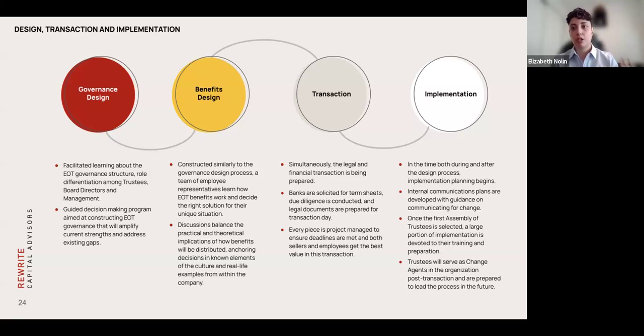What will resonate within each organization is within the hands of the people who are already there. And so our job is really just to make sure that it's fully understood, but that we're pulling out the right information to make sure that we are building something that will last for the long run. So once we've completed governance design, typically the same group of people will move into benefits design.